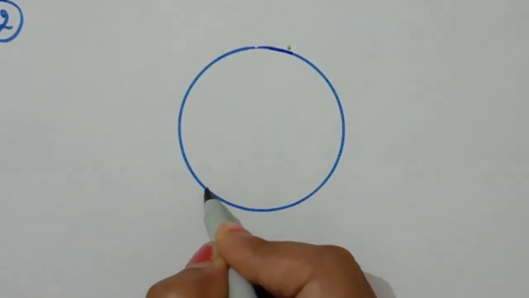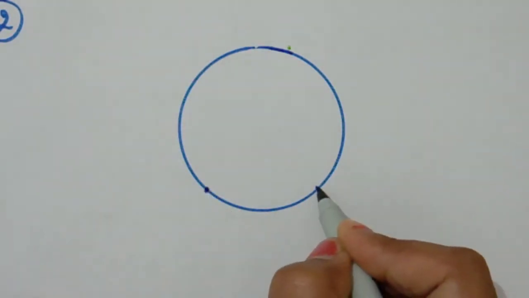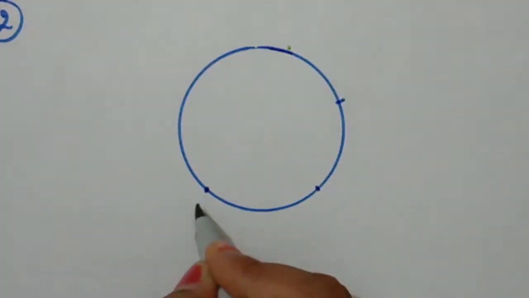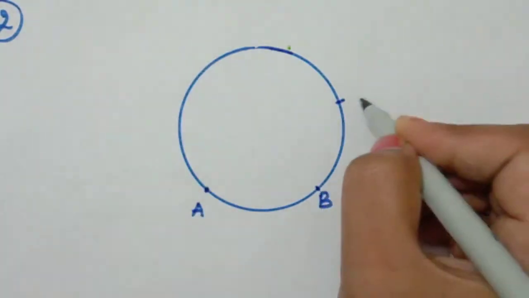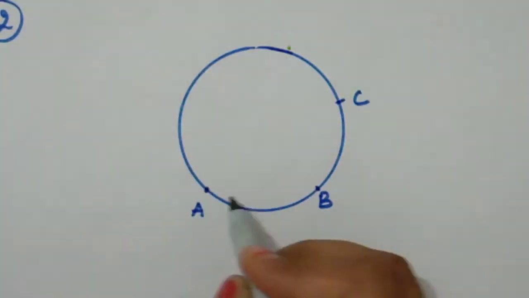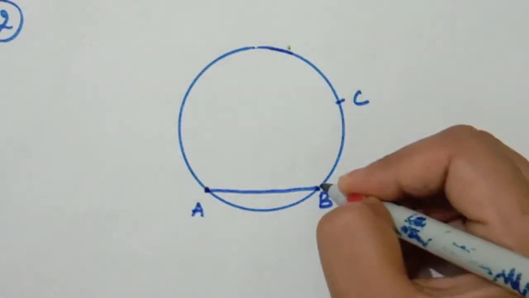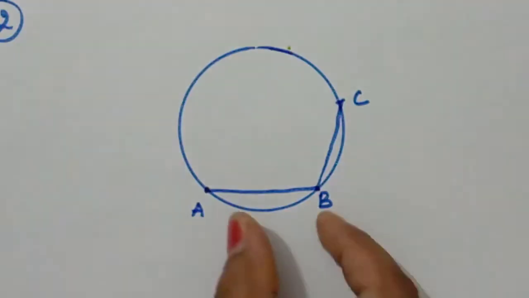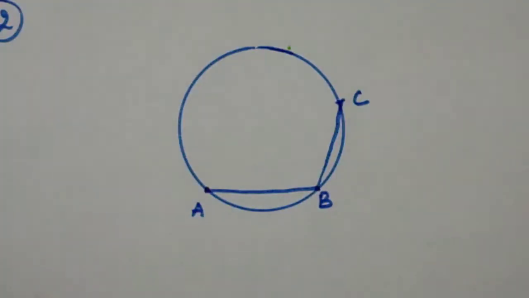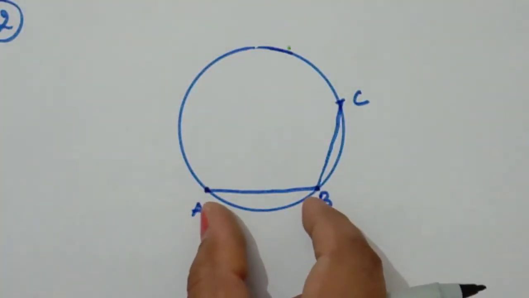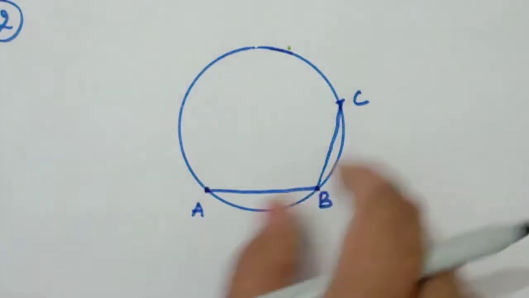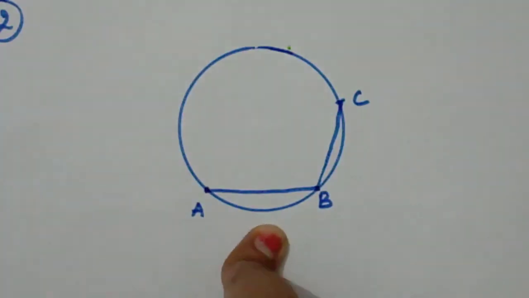So students, if you remember that construction, we have to take 3 non-collinear points on the circumference of the circle. Second part of the construction, we will join them. Now we have two chords, chord AB and chord BC. Now we have to draw the perpendicular bisector of these two chords. It is not compulsory that the chords should be equal in length.